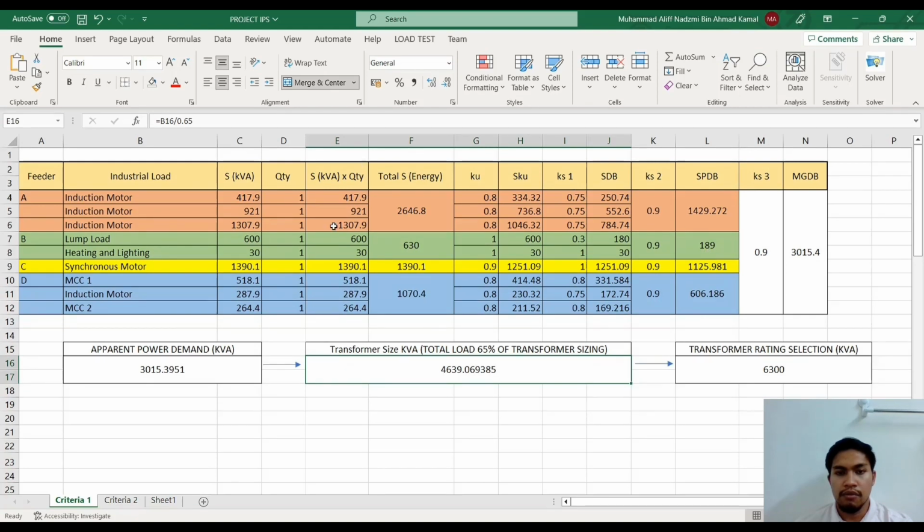After we have multiplied with the values, we have the final answer of 3015.395 kVA for the apparent power demand of the system. Then, to find the suitable transformer rating, we divided by 0.65, and we have this answer. With this value, the nearest standard rating for the transformer is 6300.